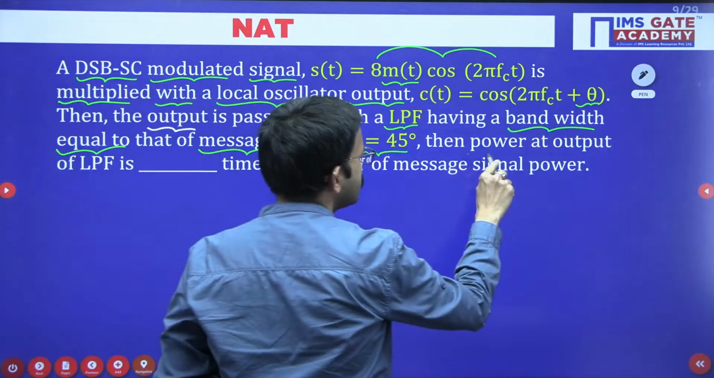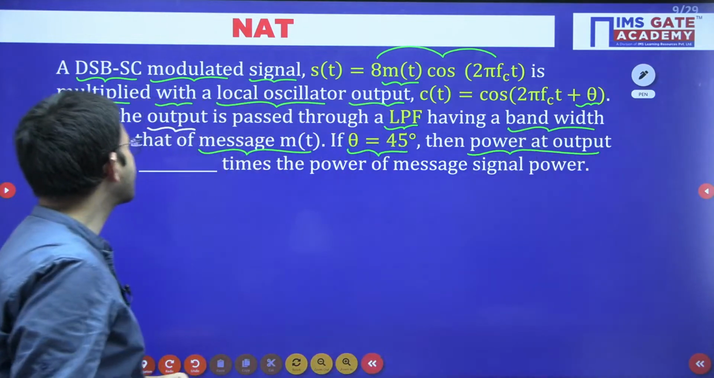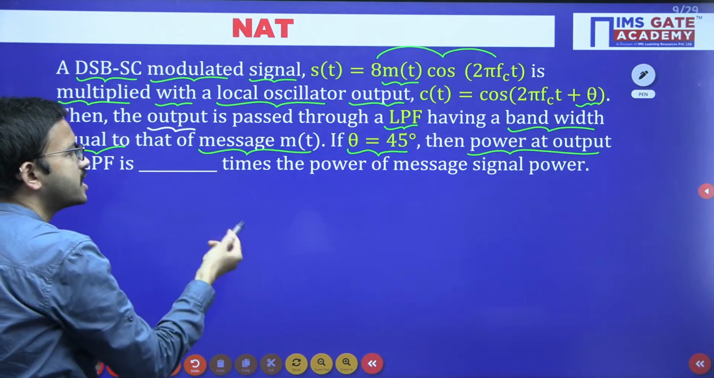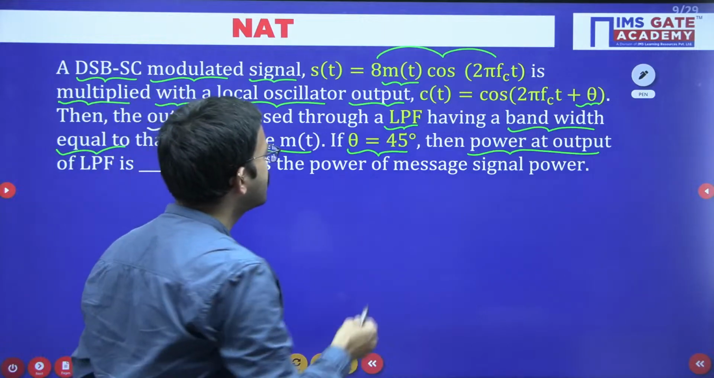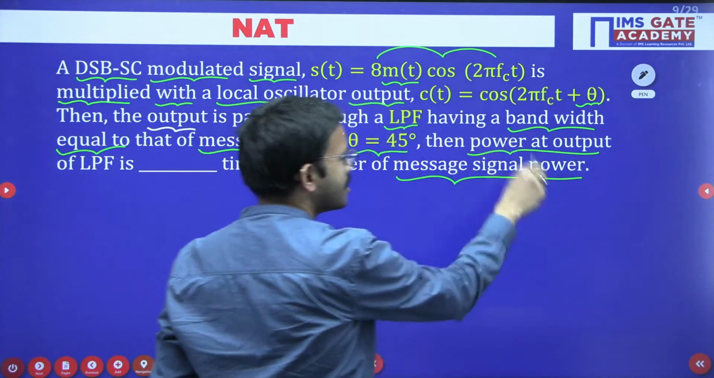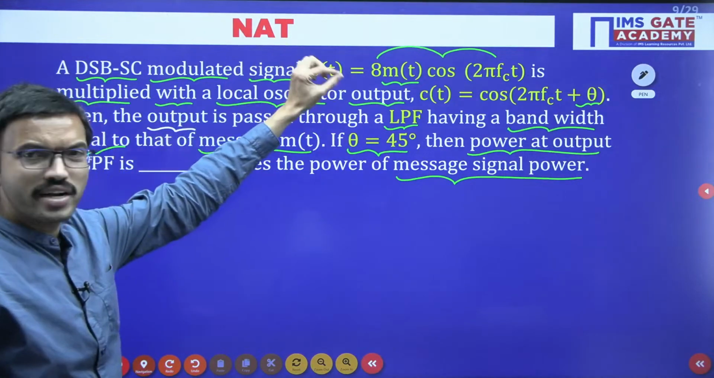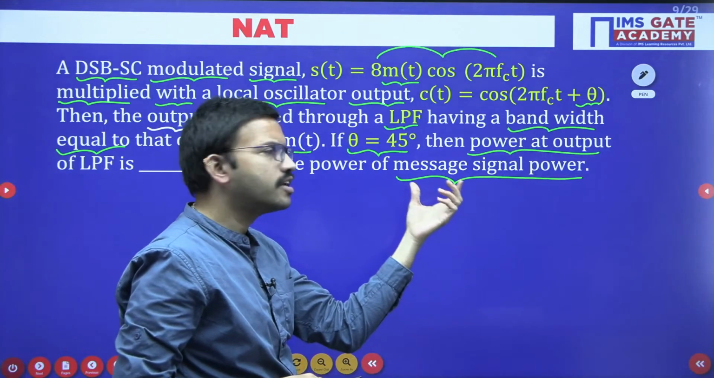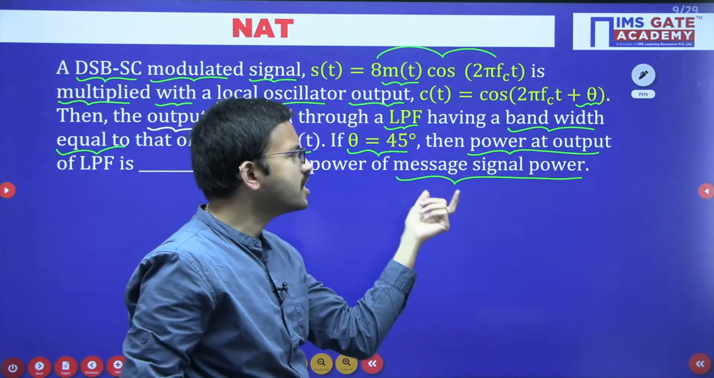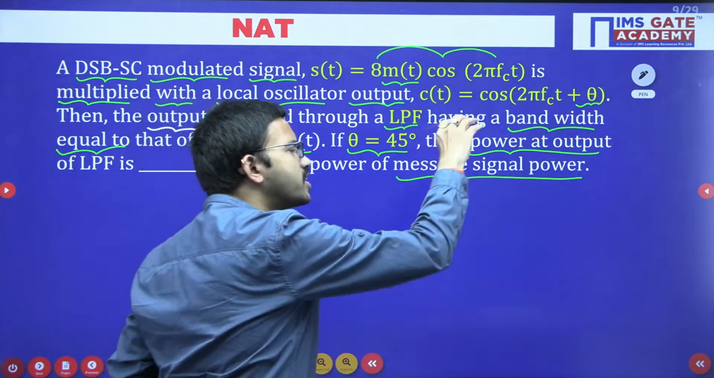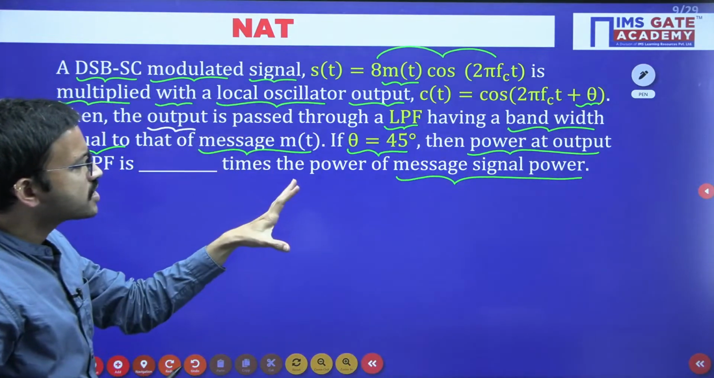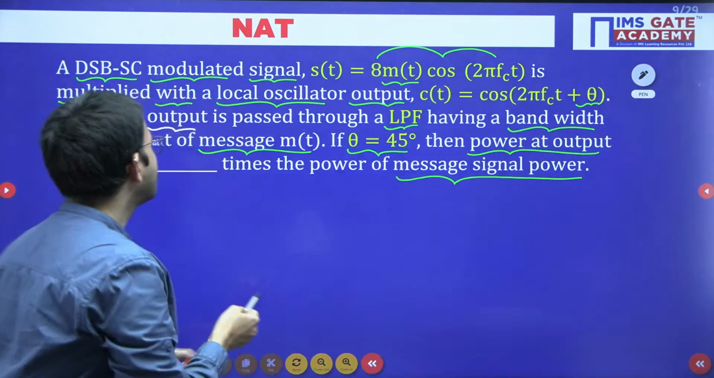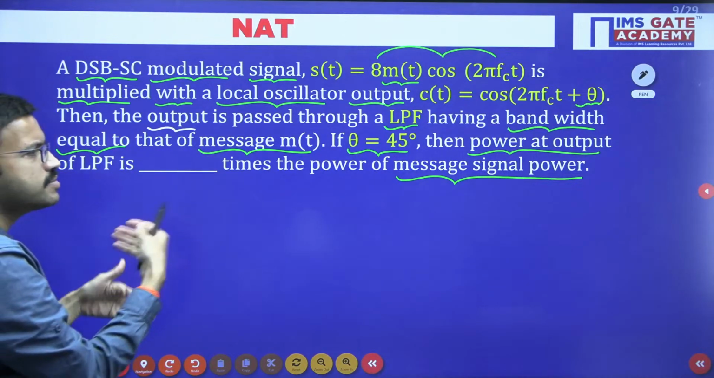Now here also you are supposed to calculate the power only at the output signal, but this output power you have to express in terms of the input power, meaning the message signal power. Whatever original modulating signal we have, for that modulating signal you will calculate the power, or you can assume, just like the previous question, P suffix M. So you have to find the expression for the output power in terms of the message signal power. From there you will come to know how many times it is, that's all.